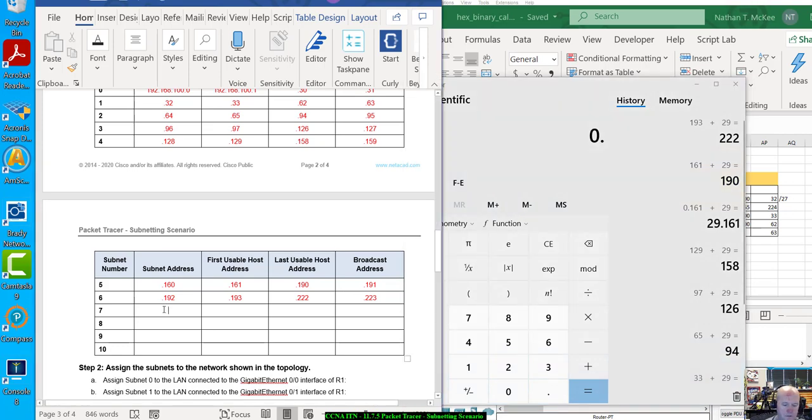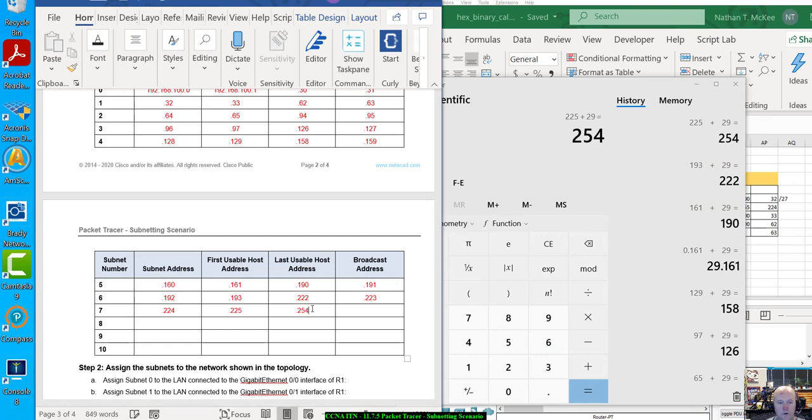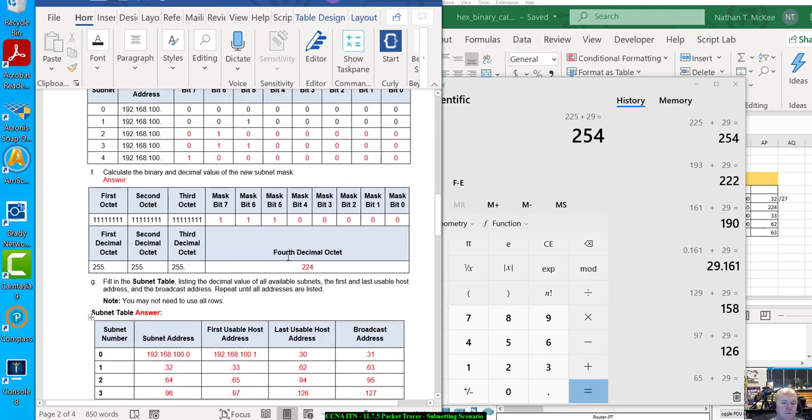All right. .224. .225. Hopefully you're seeing the pattern now. But 225 plus 29 more, .254. And finally, luckily, we ended up with .255 as the very last possible broadcast address for our fourth octet. All right, we split it up in 32 address subnets.